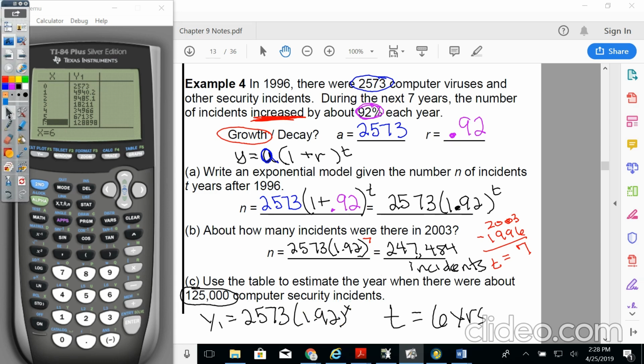All right, so those are growth models. Decay, we're going to do tomorrow. It's when it decreases or declines or anything like that, depreciates. But today, they're all growth functions.